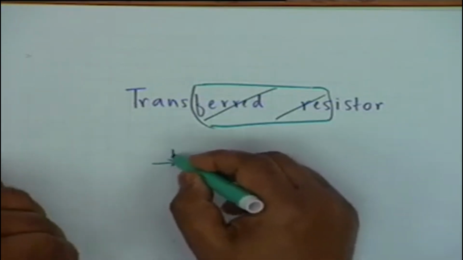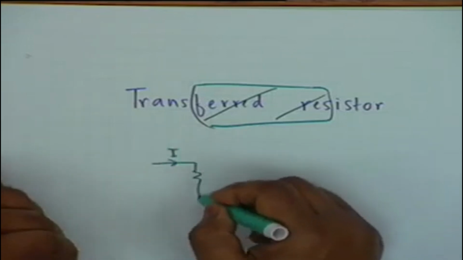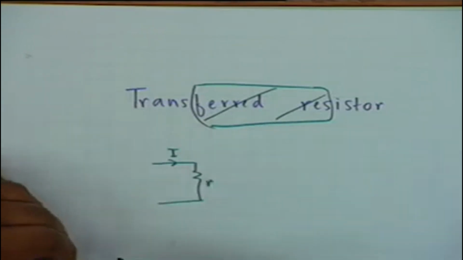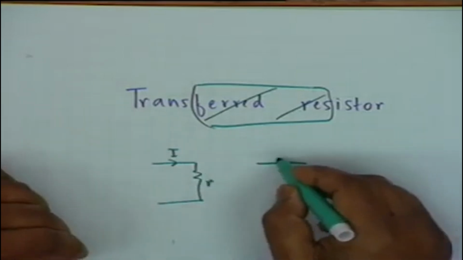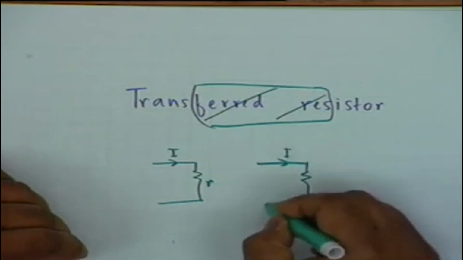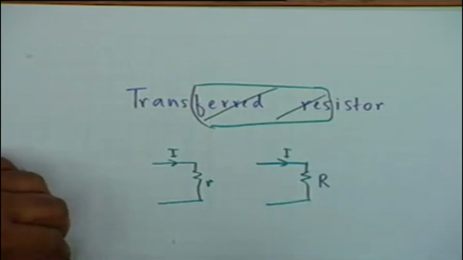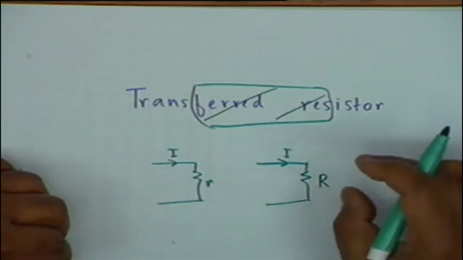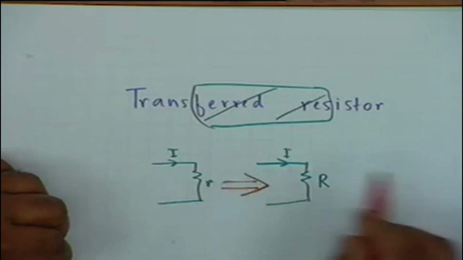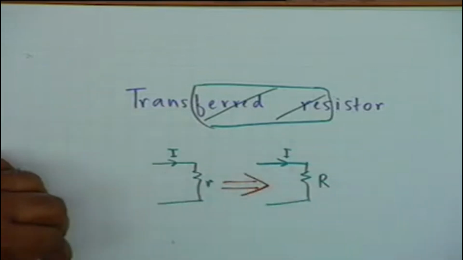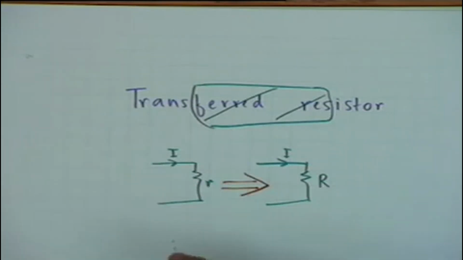suppose I pass a current I through a small resistance r, and by a solid state device mechanism, the same current is made to pass through a larger resistance capital R. Then obviously, there is a transfer here. There is some transfer mechanism in which the same current capital I is made to pass through a small resistance at the input and a large resistance at the output.